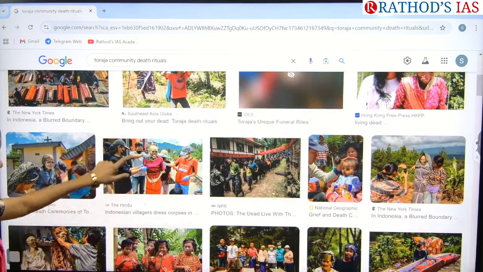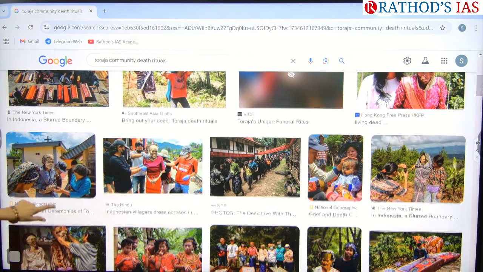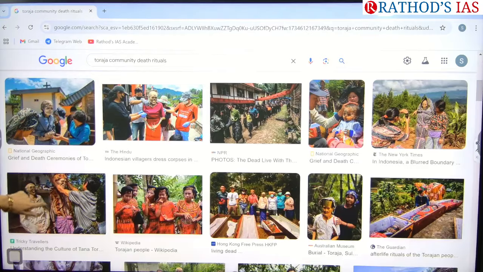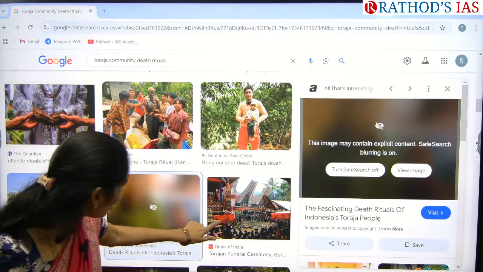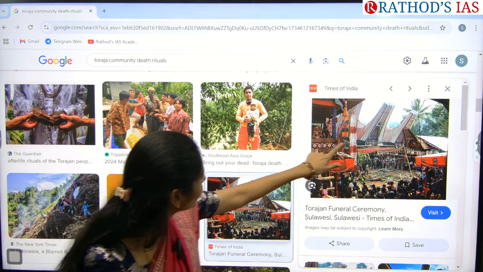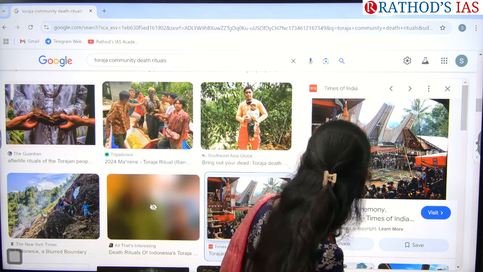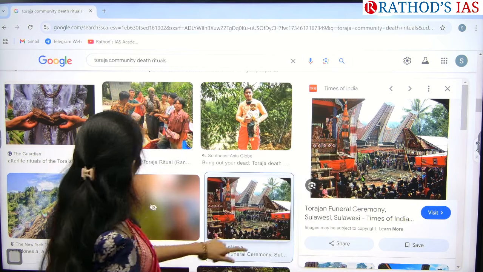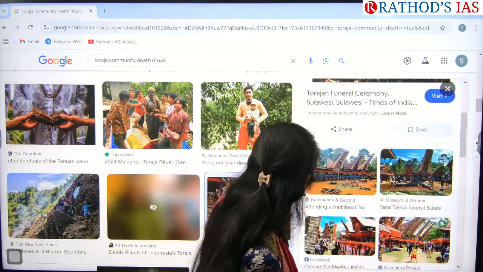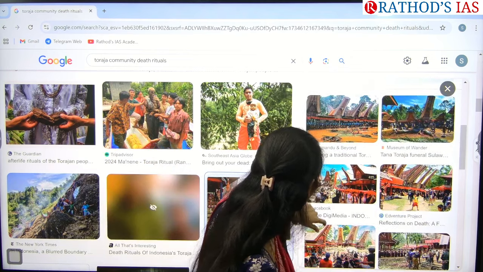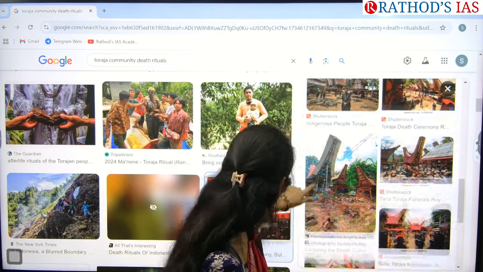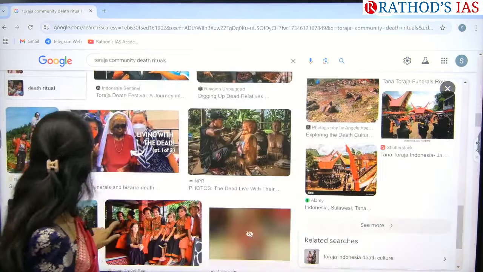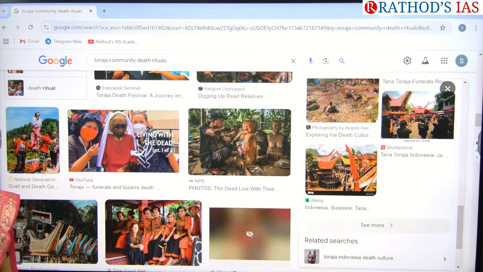And see here how they are dressing the dead body. And one more important thing in this community: these are the houses of that community. Can you see these houses? And even every year they will do very costly rituals for these people.